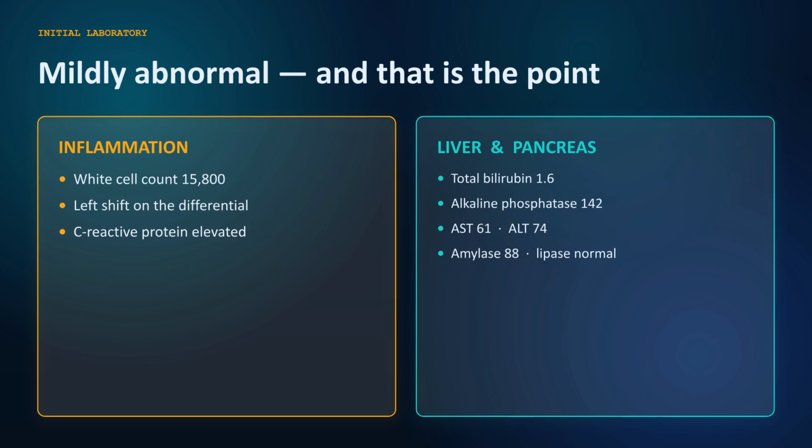Now the liver panel. Total bilirubin is 1.6, alkaline phosphatase is 142, the aspartate transaminase is 61, and the alanine transaminase is 74. Amylase and lipase are normal, so everything is mildly abnormal, and nothing is dramatic. Keep those numbers in mind. In a few slides, we will meet 3 thresholds that would have sent us somewhere else entirely. Notice also that the lipase is normal, which makes gallstone pancreatitis unlikely on these numbers.